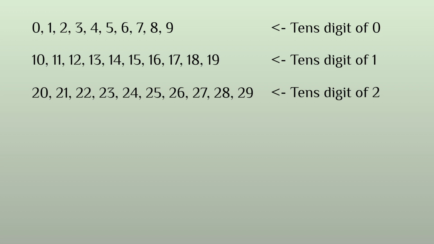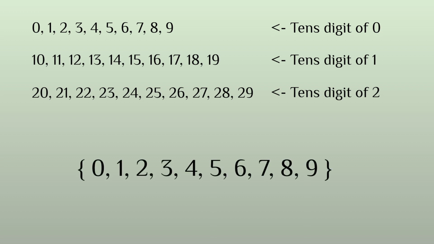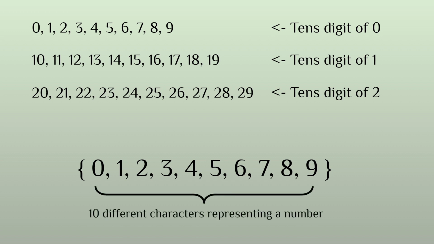Here, I show the first 30 digits of base 10, some of which have a tens digit of 0, some of them of 1, and some of 2. But the important idea to take from this is that between every change of tens digit, there is a very special amount and order of numbers. In base 10, there are 10 different characters representing a number. Why I say characters representing a number and not numbers will be explained to you shortly.